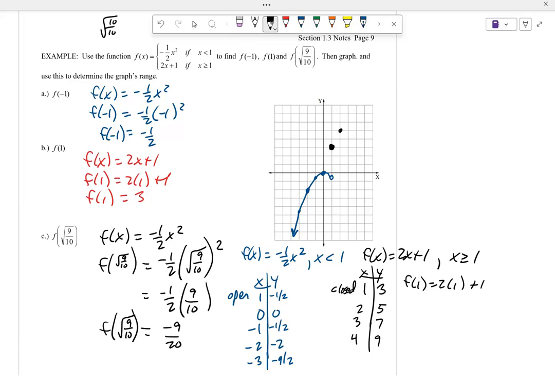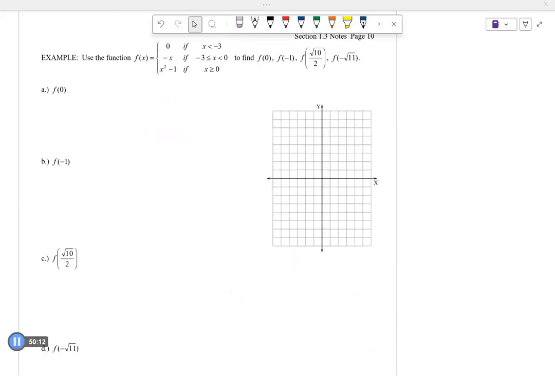3 comma 7, and so on. And this is a straight line. So the line y equals 2x plus 1, but only where x is greater than or equal to 1. One more function notation example before we graph it.